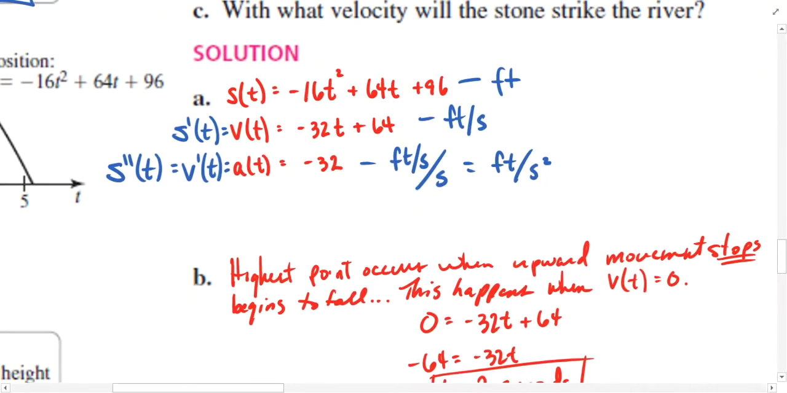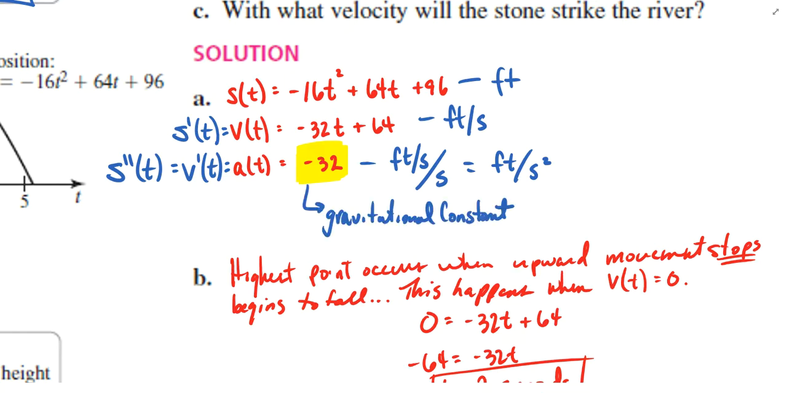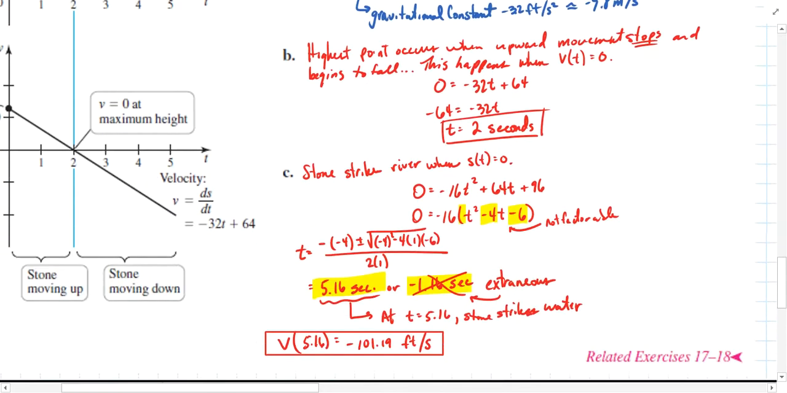One thing I do want to point out before we move on: this a of t, this acceleration, is a constant here. And perhaps you've heard that before in your science classes, that the rate of acceleration is constant on Earth. And that's exactly what our math here shows. The second derivative of the position function is simply negative 32, and that's what we call our gravitational constant. The gravitational constant on Earth is negative 32 feet per second squared, and that's approximately negative 9.8 meters per second squared if we're using the metric units.